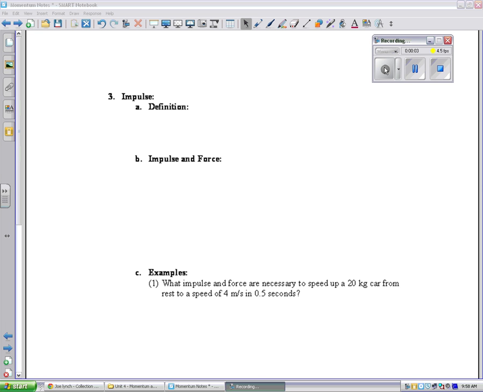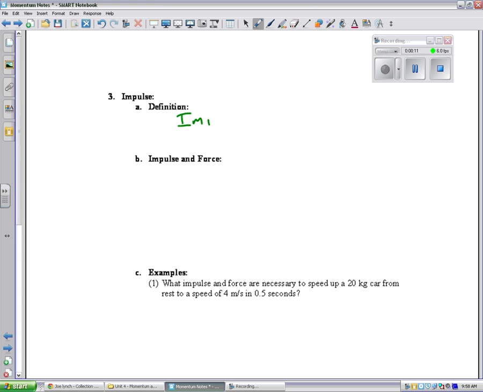The last part of the momentum mini unit is impulse. Impulse is defined as the change in momentum. So we're going to write impulse. The letter for impulse is J, and it is the change in momentum. So J is equal to change in momentum, delta P.